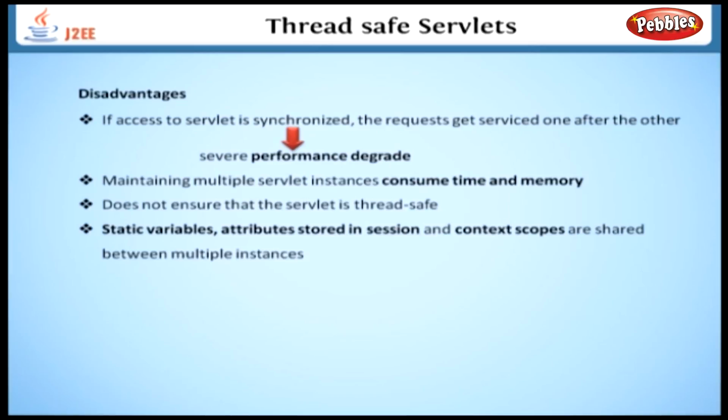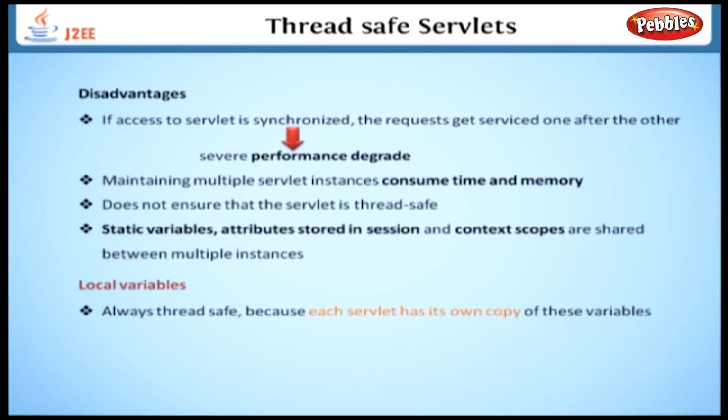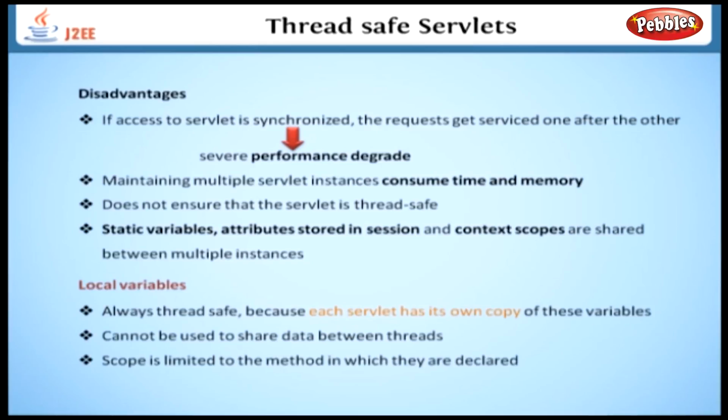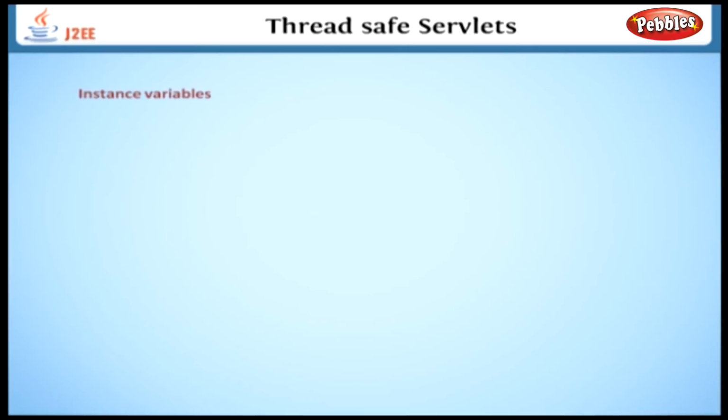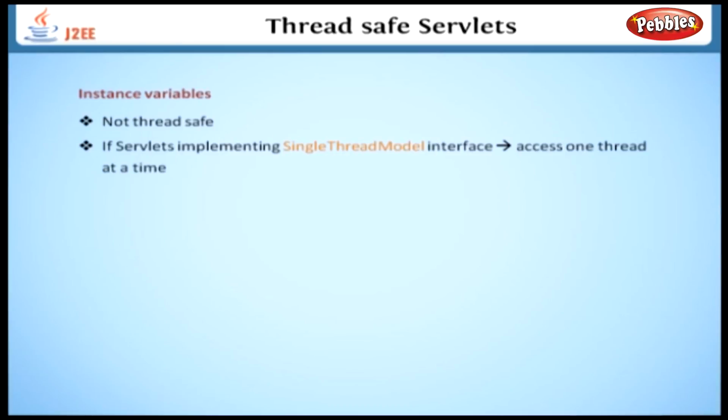Let's look at the thread safety of variables and attributes. First, consider the local variables. Local variables are always thread safe because each thread has its own copy of these variables. They cannot be used to share data between threads, and also their scope is limited to the method in which they are declared. Next, instance variables. Instance variables are not thread safe usually, but in the case of servlets implementing the SingleThreadModel interface, they are accessed only by one thread at a time.